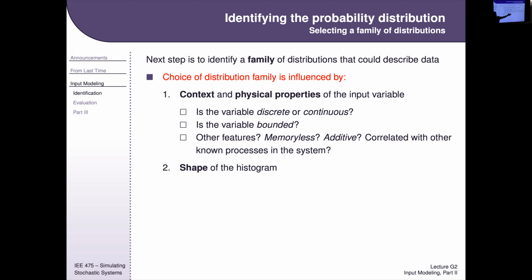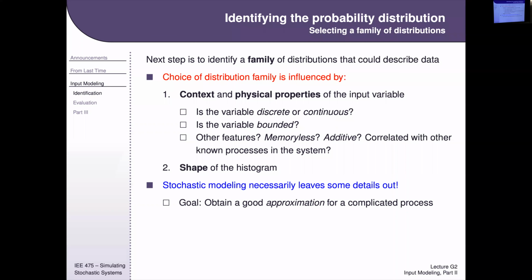Is it discrete or continuous? That's super important, discrete or continuous. And then there are other features that you can kind of tell here. So we'll walk through some of that in a second. Now, you're never going to get the perfect distribution. So remember, all models are wrong, but some are useful. And stochastic modeling necessarily leaves details out.